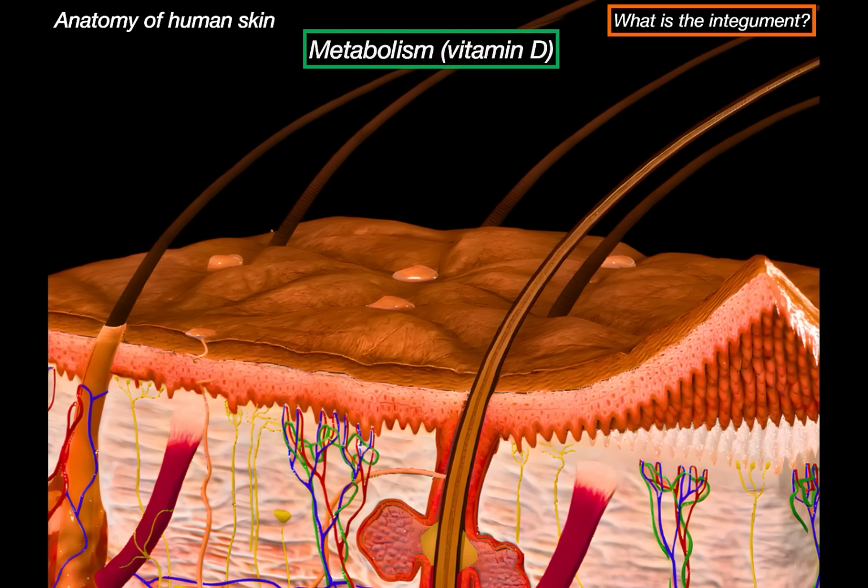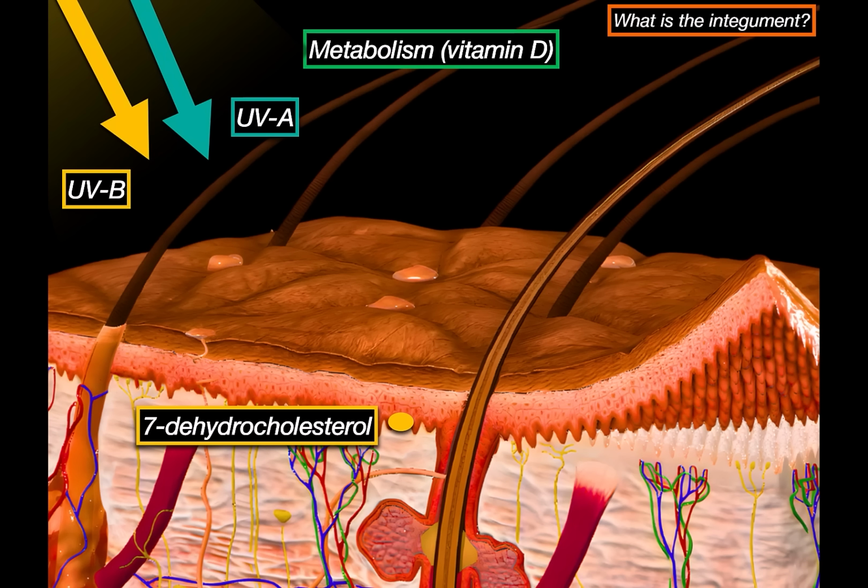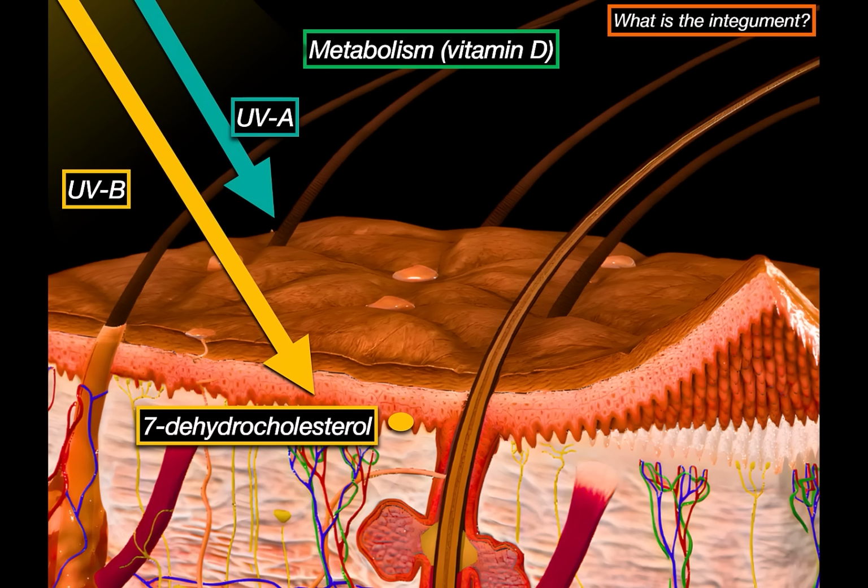One function that is easy to forget is its role in vitamin D metabolism. In the deeper layers of the epidermis, there is a cholesterol-related molecule called 7-dehydrocholesterol. When this part of the skin is exposed to UVB light from the sun, that energy changes the structure of 7-dehydrocholesterol into pre-vitamin D3, which then spontaneously becomes vitamin D, or cholecalciferol.